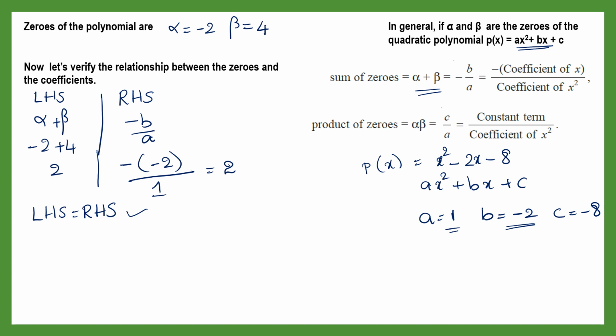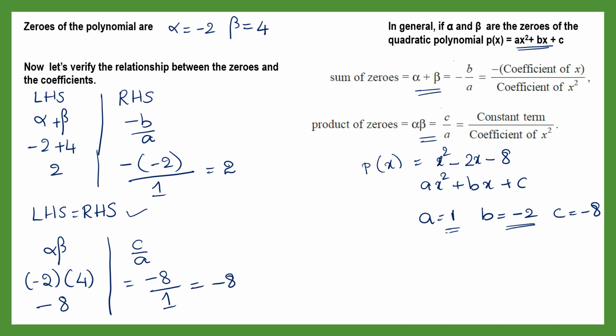Next, product of zeros. Alpha into beta. Alpha is minus 2, beta is 4. So minus 2 into 4 is minus 8. RHS: product of zeros, what do you know? Product of zeros is c by a, that is constant term by coefficient of x square. The value of c is minus 8, a is 1. So minus 8 by 1 is minus 8. So LHS is equal to RHS here also. So we are able to verify the product of zeros also. So the relationship between zeros and the coefficients is verified.